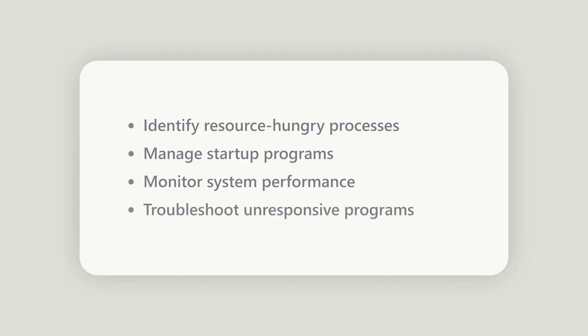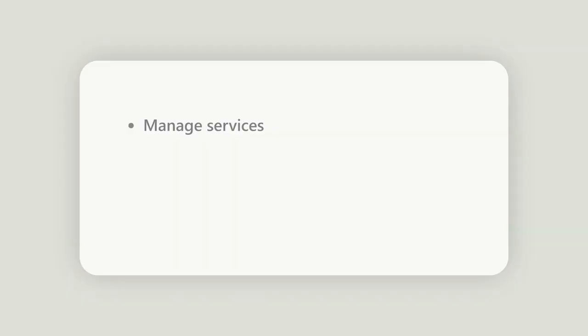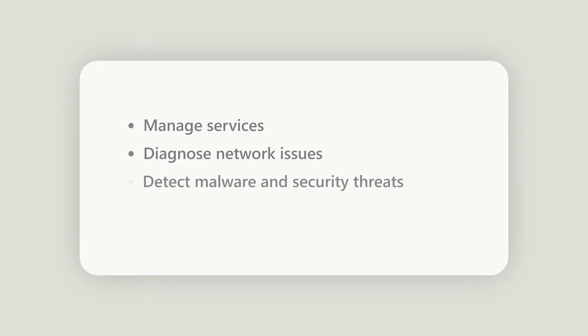Furthermore, Task Manager allows you to end unresponsive programs, freeing up system resources and restoring stability. You can also start, stop, or restart services directly from Task Manager, ensuring that critical services run smoothly. If you need to diagnose network issues, Resource Monitor's Network tab helps you identify processes causing high network usage, diagnose network-related issues, and monitor network traffic. And lastly, by identifying suspicious processes and network activity, you can detect and terminate potential malware or security threats.